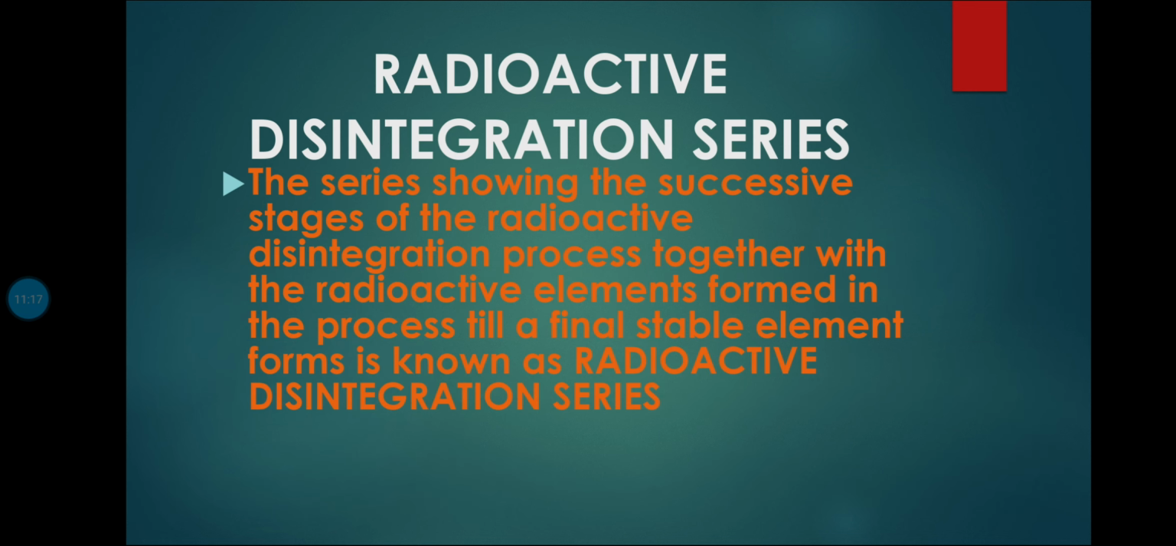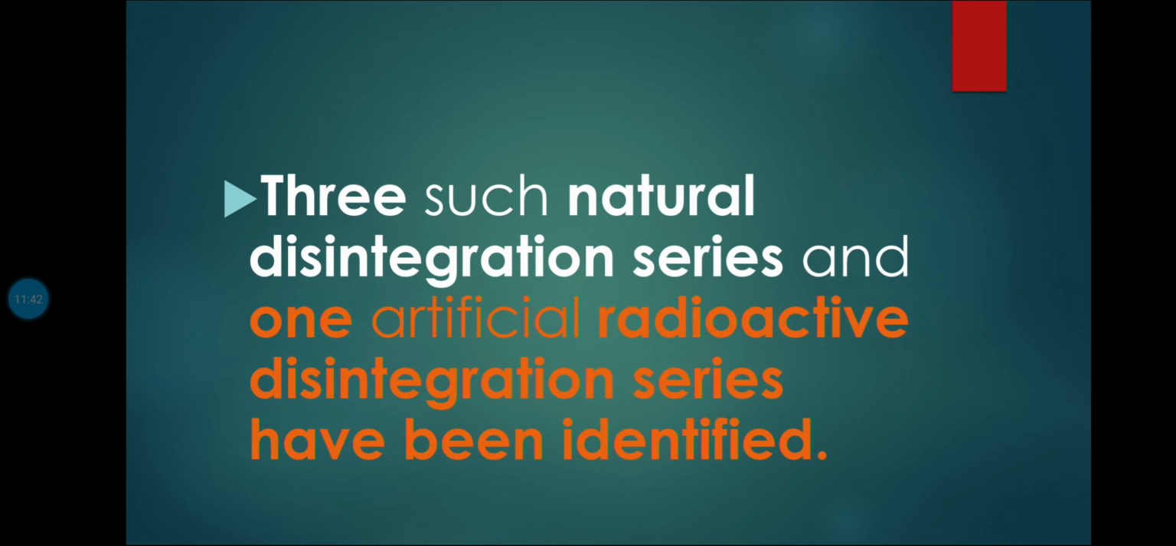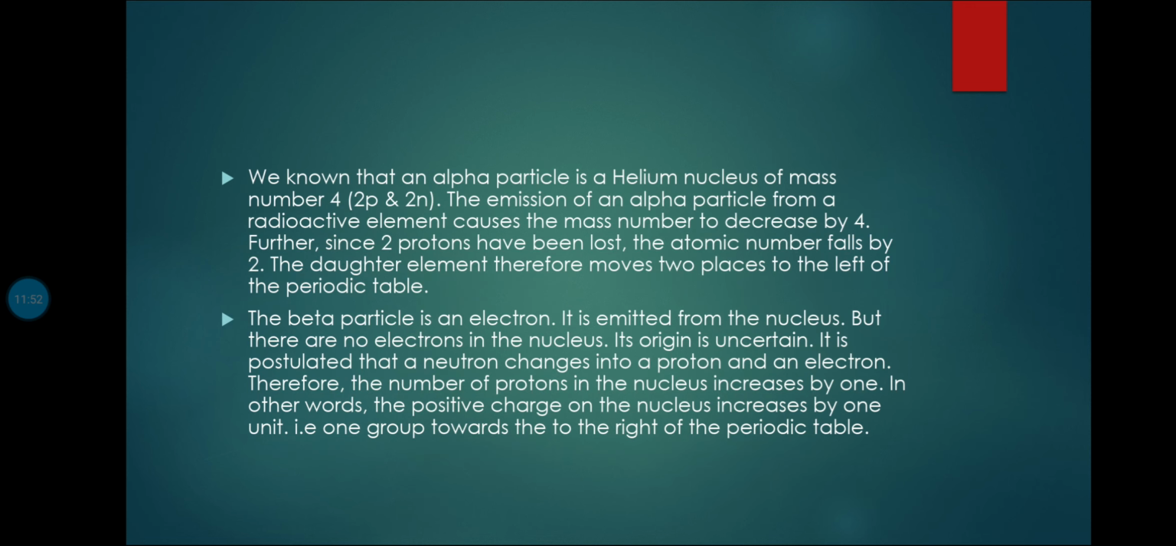Okay. The radioactive disintegration series. The series showing the successive stages of the radioactive disintegration process, together with the radioactive elements formed in the process till a final stable element forms, is known as the radioactive disintegration series. Three such natural disintegration series and one artificial radioactive disintegration series have been identified.